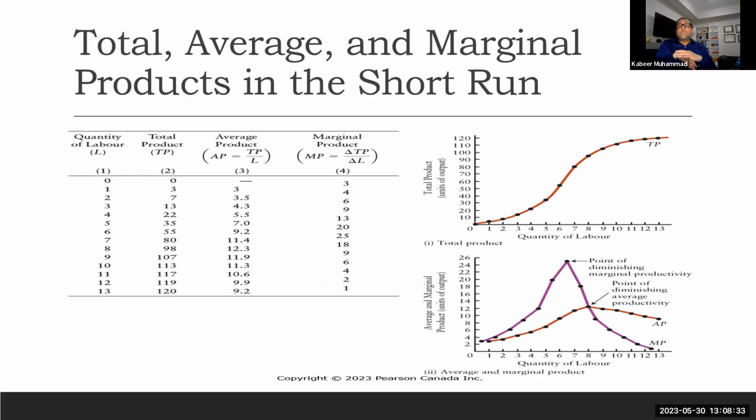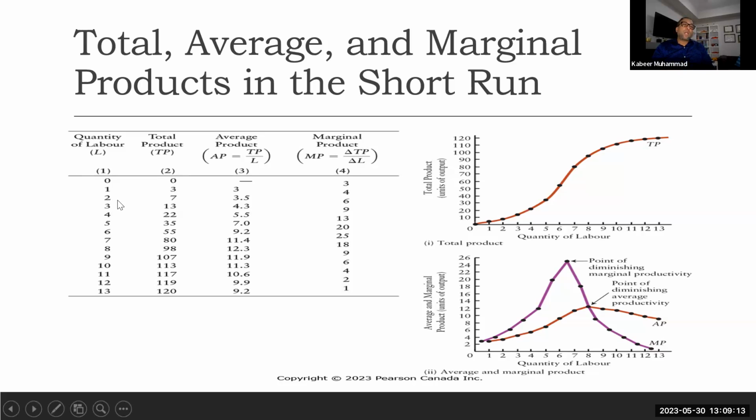We can understand this idea with these graphs as well as the table. These are the numbers of laborers we are hiring, starting with the first labor, then second, third, fourth, and fifth. When labor is 0, the output is 0, because without labor, output is not possible. When we hire the first laborer, the total product increases from 0 to 3. And when we hire the second, now 2 workers are working, and the output increases from 3 to 7.